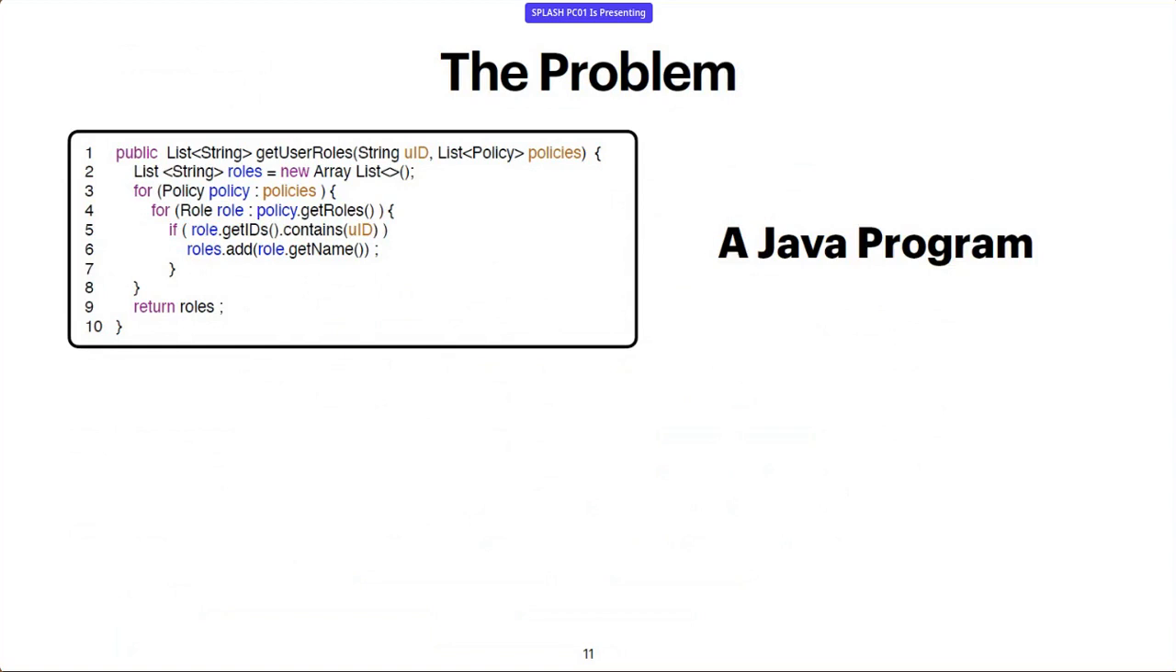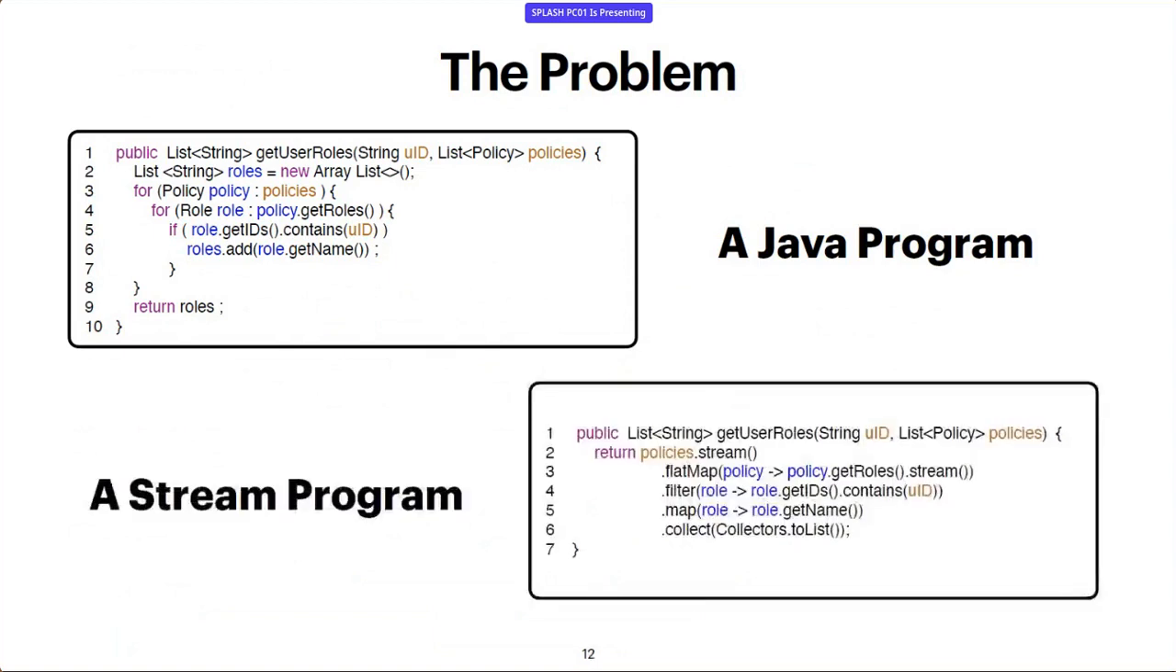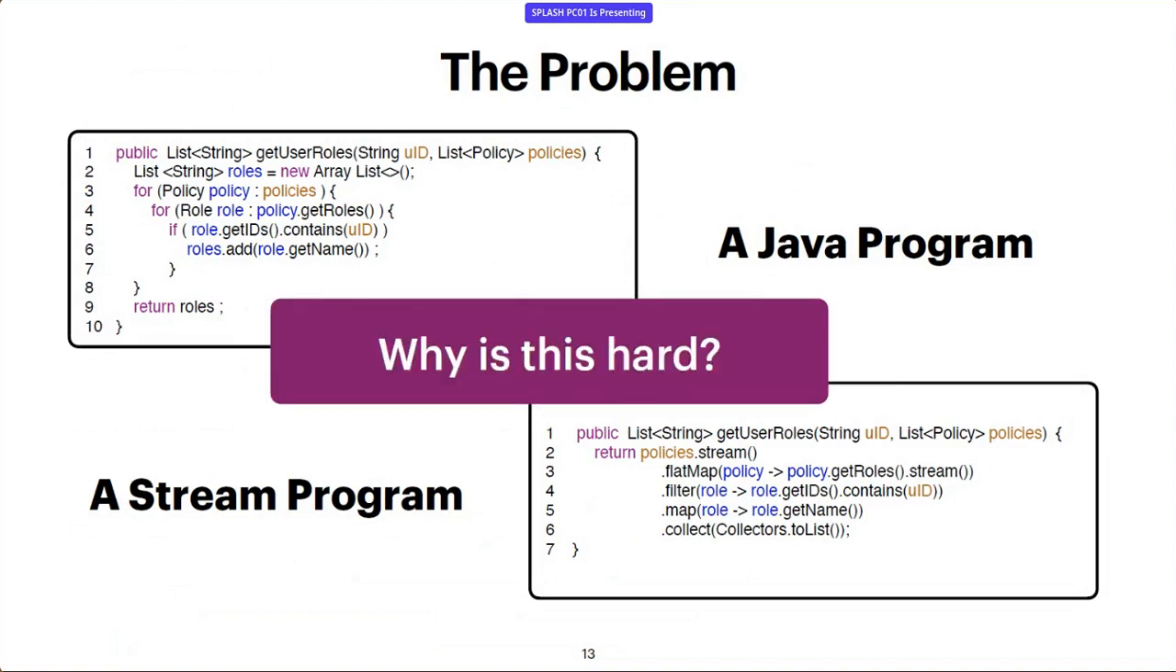What this function does is it iterates through each policy in this list of policies. For each role in each policy, it gets the roles which actually contain this user ID and returns that information. So that's the imperative style program. Here is the Java Stream style program. You can see it does some of the same things, but it uses functional style operators like map and filter.